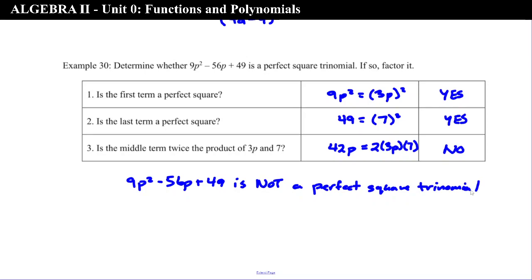And that would be our answer to that, at least in terms of what they're asking. They're asking if it was a perfect square trinomial. If so, factor it. Well, since it's not, there's nothing to factor. So that would be our answer.